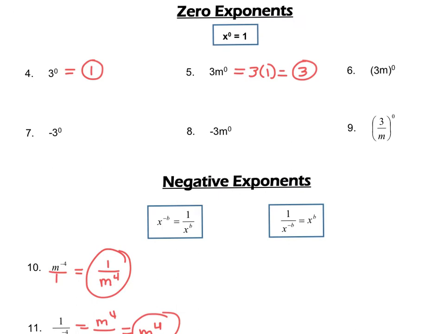Okay, so here on the next page we're talking about 0 exponents. And I know the Ed puzzle went over numbers 4 and 5 with you. What I'd like you to do is hit pause and try out numbers 6 through 9 on your own.